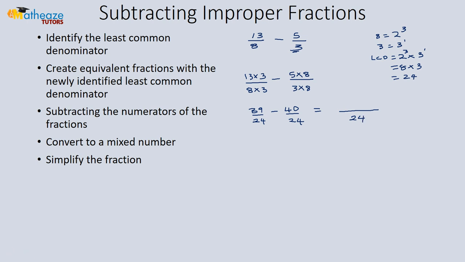So what we have here is the same least common denominator, 24. Now we have 39 minus 40, which is going to give us -1. Okay, let's try one more.